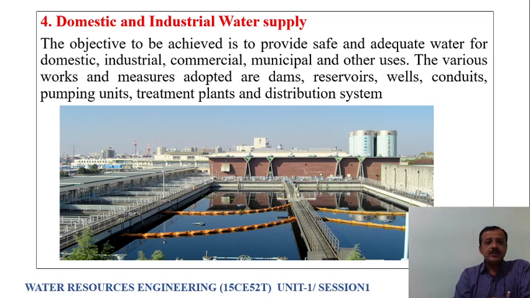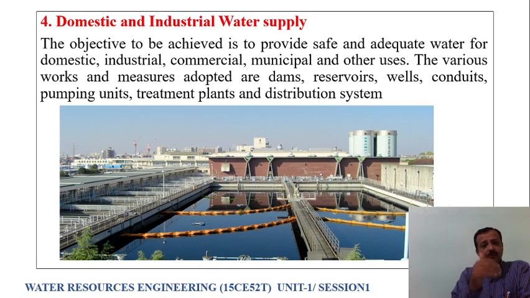Next objective is domestic and industrial water supply. This is another important objective of water resource engineering. Mainly in domestic areas, water supply is very important. In towns and cities where the population density is very high, whatever water is available in the region is not enough for their livelihood. So we need to supply water from a faraway place. We construct a dam, we store water, and this stored water is treated and supplied to the cities. This is one way.